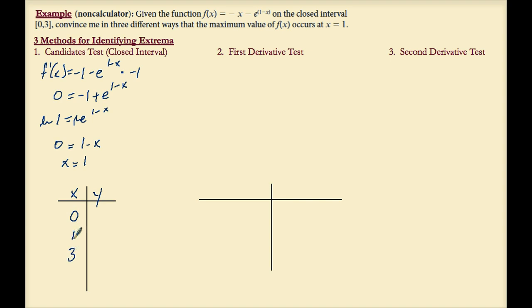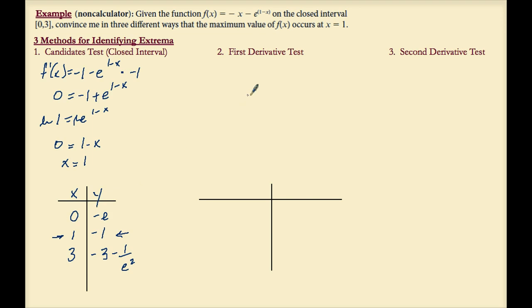Now let's list the candidates for extreme values in our table, the endpoints of the interval, and also the critical number. We'll need to find the function values at each of these candidates to determine the maximum value on the interval. The y values are negative e, negative 1, and negative 3 minus 1 over e squared. The largest function value is negative 1, therefore the maximum value of f of x occurs at 1.